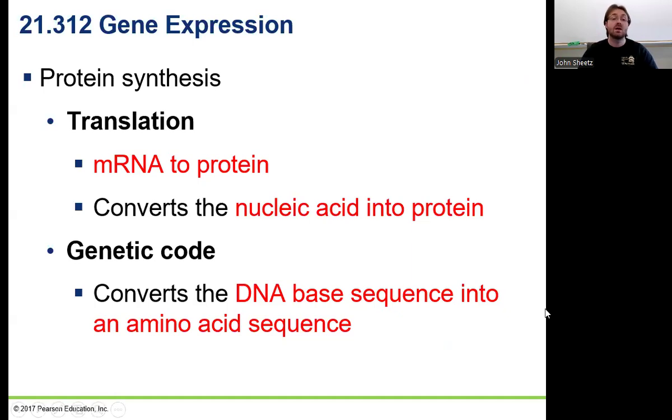Protein synthesis. So first, we start translation. mRNA gets turned into a protein. Then the genetic code converts the DNA base sequence into an amino acid sequence.